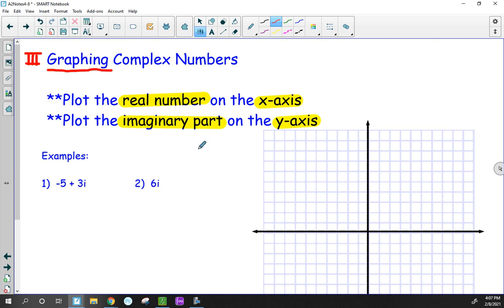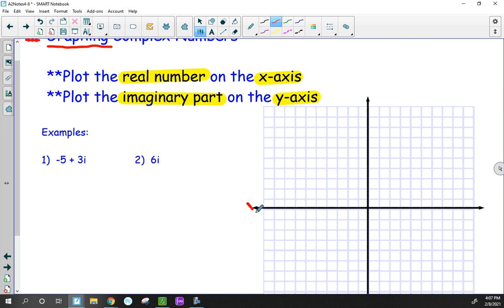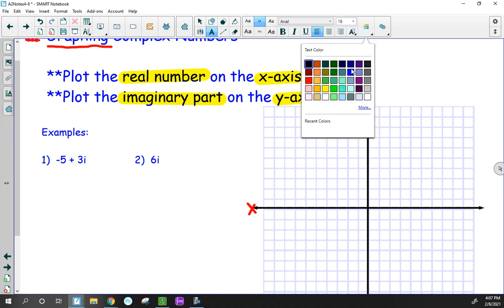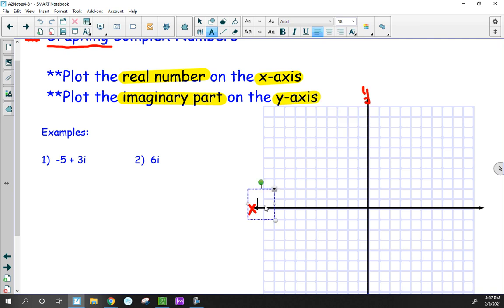Okay, learning target 3: how do we graph complex numbers? This one's super easy. If you follow these two statements, you're going to plot the real number on the x-axis. So here's the x-axis. You're going to plot the imaginary part on the y-axis. So we've got an imaginary axis, if you will, and a real axis. So here's the real, and here is the imaginary.